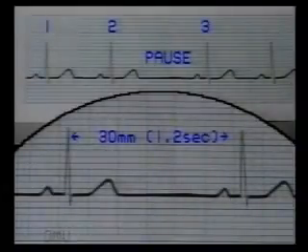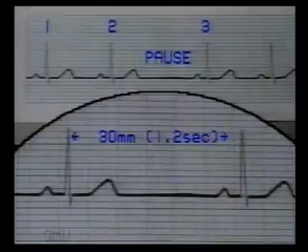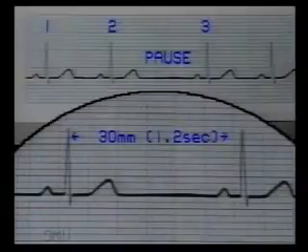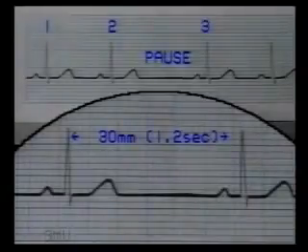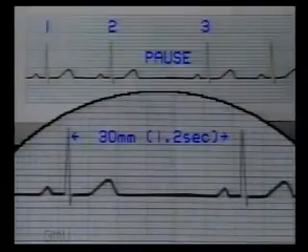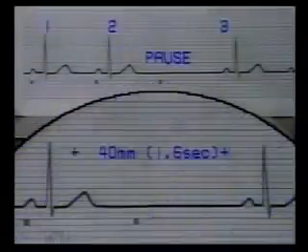Now measure the RR interval and it is 30 small squares, that is 1.2 seconds. It has no relation whatsoever to the previous RR intervals. And after the pause, normal sinus rhythm has started again. So this is a sinus pause, a pause following a normal sinus beat.